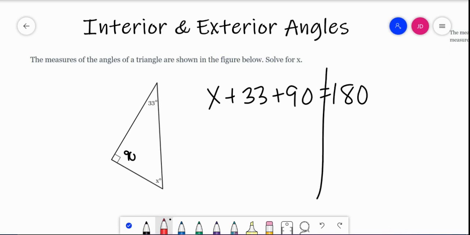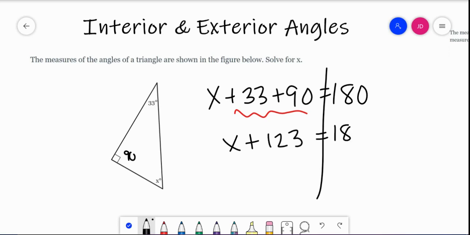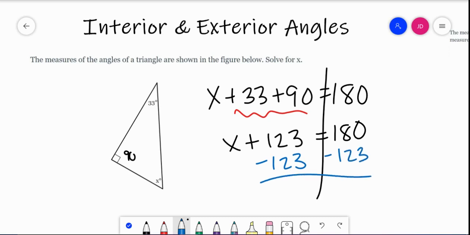And then I combine my like terms. 33 plus 90 is 123 equals 180. Subtract 123 from both sides. And you get x is 57. Okay, 57 degrees. Forgot the degree signs here.